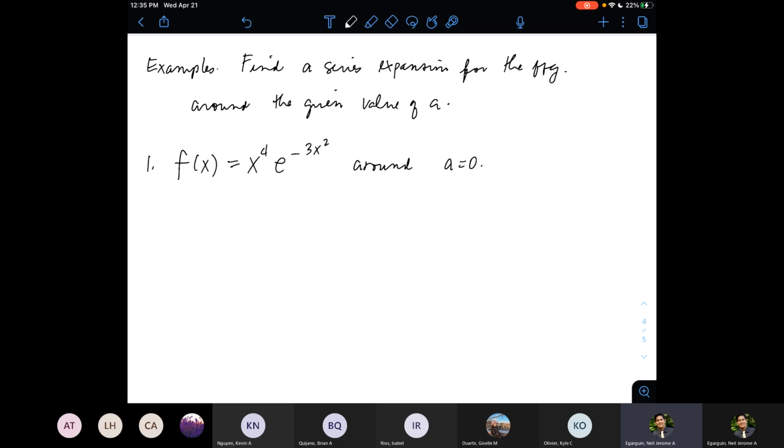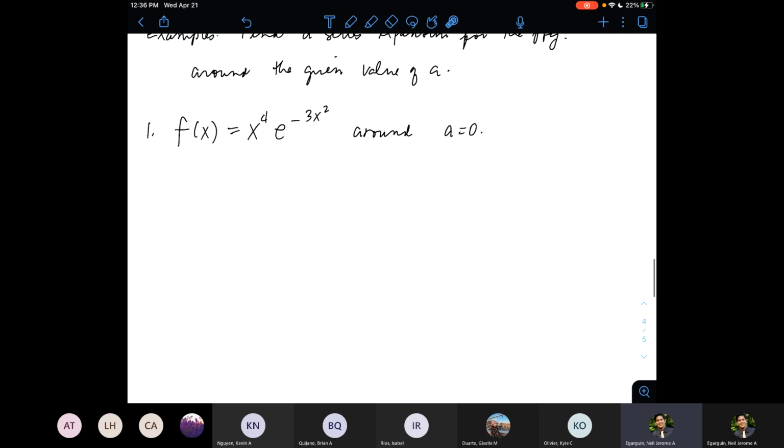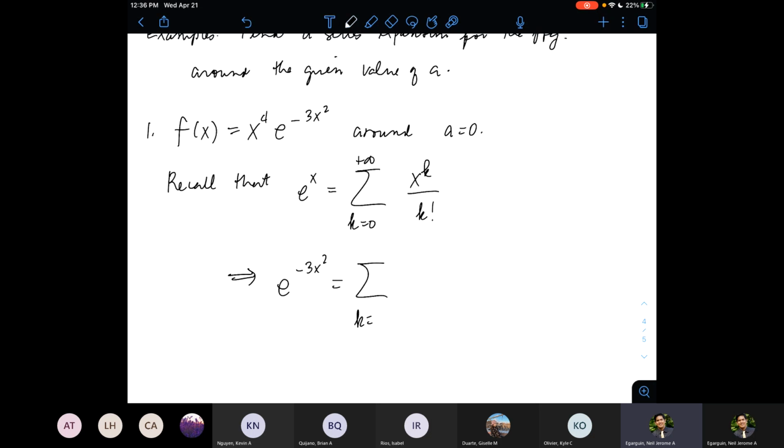All right. Now what I can do is take note that the first factor, x to the fourth, is a polynomial, so I don't need an expansion for that. And for this guy, I can use the expansion for e to the x, right? And then just multiply it by x to the fourth to get the expansion for f. So probably you can recall that e to the power x has the series expansion, sum of x to the power k over k factorial, k going from 0 to infinity, right? So this implies that e to the minus 3x squared will have the following expansion.